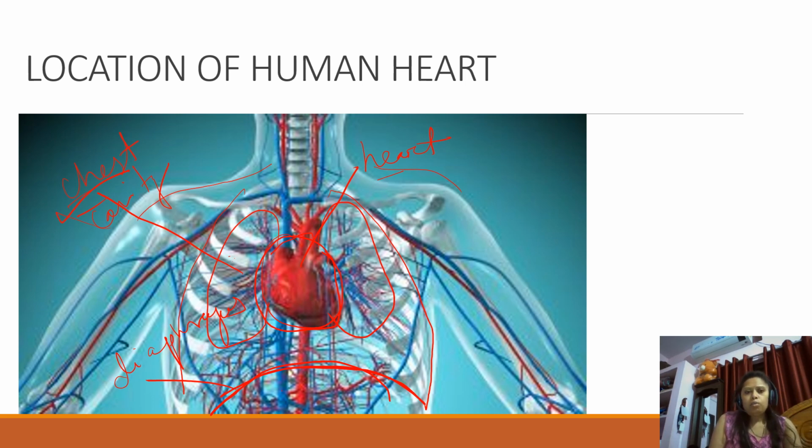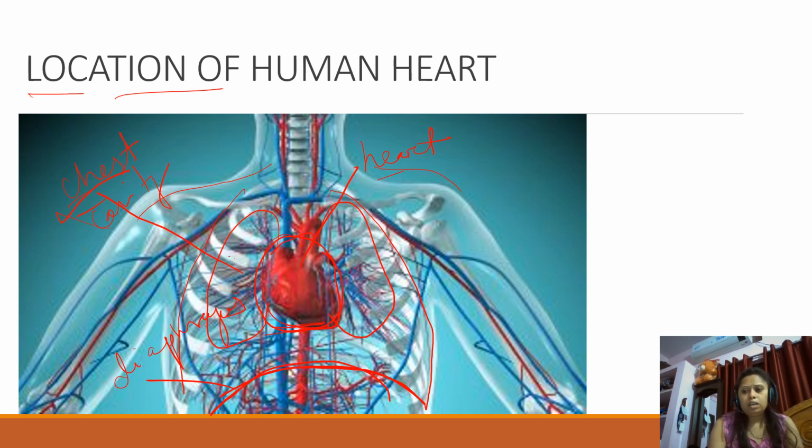Generally, if you ask anyone what the location of the human heart is, they will say it is on the left side. Actually no, it is not on the left side. It is actually in the center, in between the two lungs, and just slightly tilted towards the left.